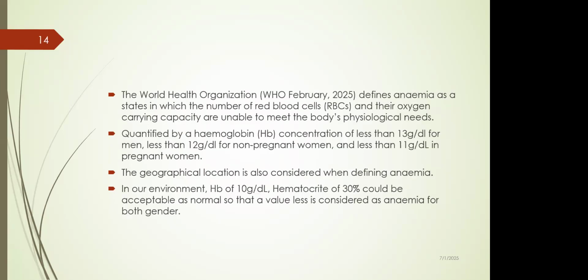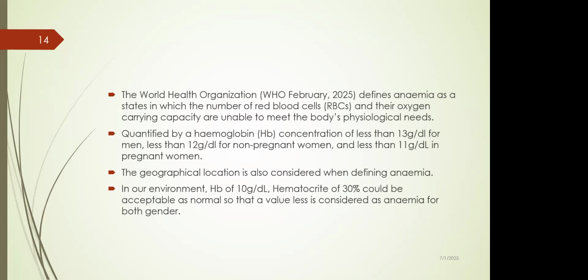malaria, and even helminths. Now, according to the WHO 2025, anemia is a state in which the number of red blood cells and their oxygen carrying capacity are unable to meet the body's physiologic need, quantified by hemoglobin concentration of less than 13 grams per dL for men, less than 12 grams per dL for non-pregnant women, and less than 11 grams per dL for pregnant women.